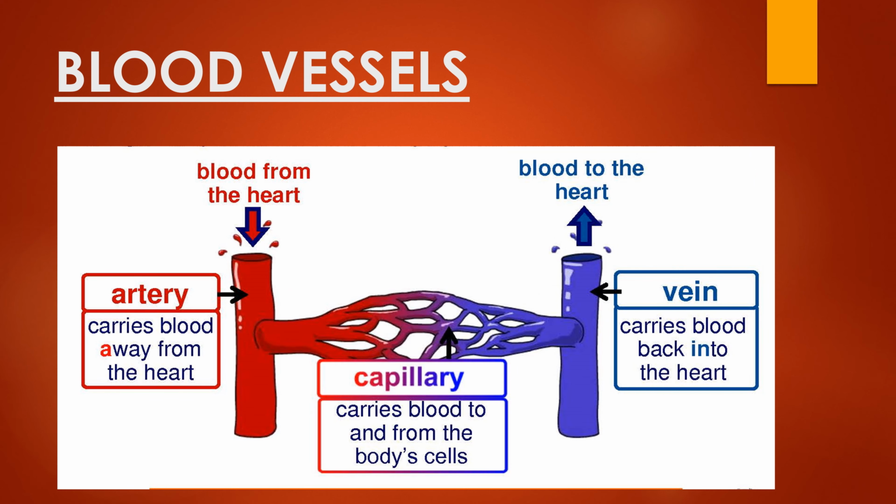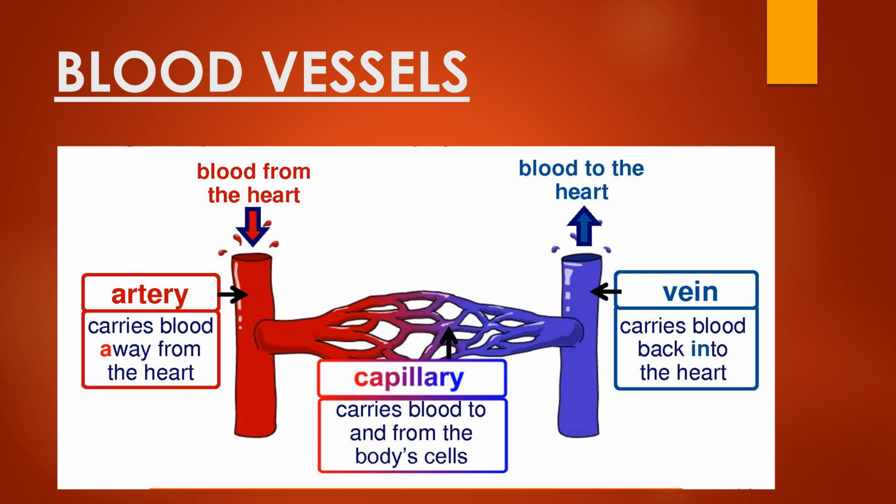Now I'll explain with this diagram. What does an artery do? A for artery, A for away. A is highlighted so that you can remember. Arteries carry blood away from the heart. Arteries are shown in red and veins in blue. Why? Because arteries carry oxygenated blood, so they are red, and veins carry deoxygenated blood, so I'm showing them in blue.